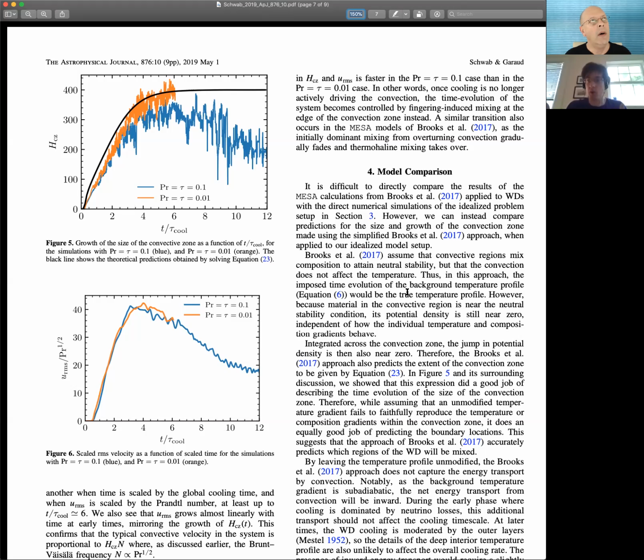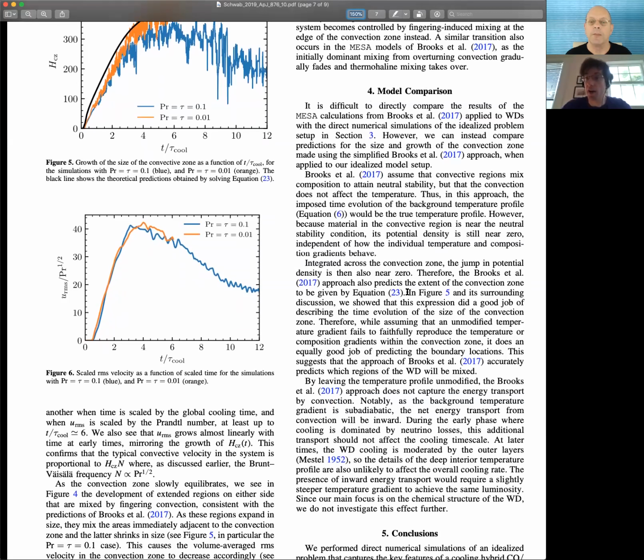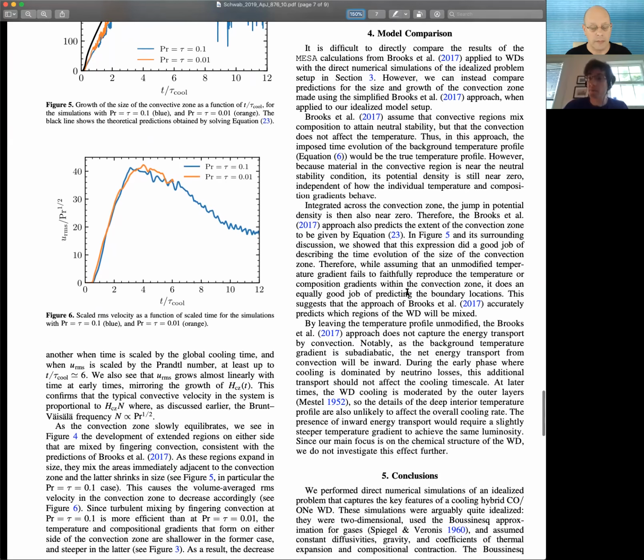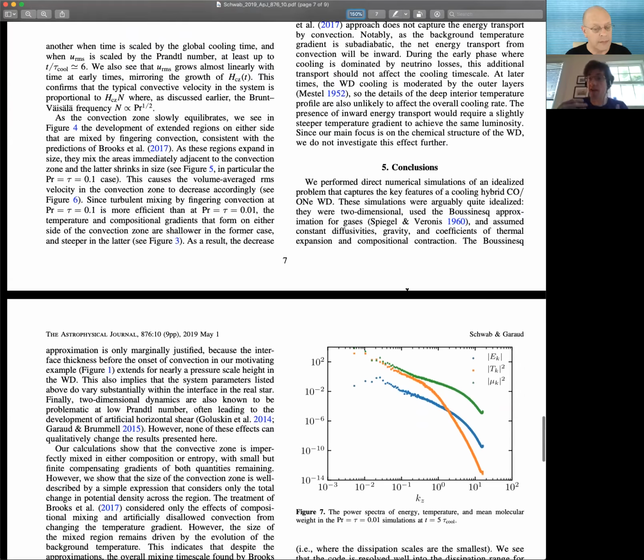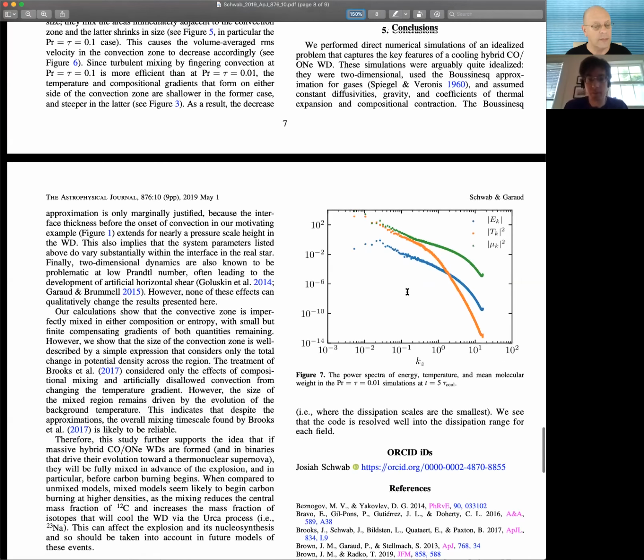You think that you really ought to have had plenty of time for these interior mixing processes to occur. And so if you want to do this, you really ought to start from models of white dwarfs that have basically mixed completely.